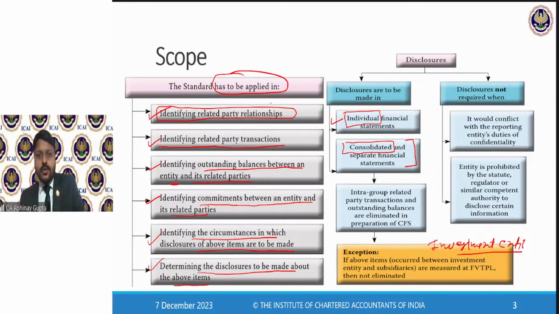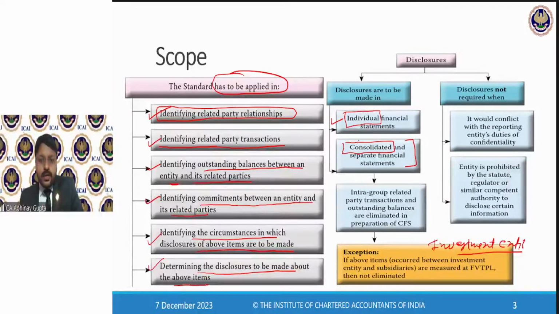So now, what we have understood so far is that the objective of the standard is clear: to disclose all the related party relationships and all the related party transactions which have taken place during the year, and the corresponding balances at the reporting date with those related parties, right? So this is the clear objective. Now, what are the disclosures required? Disclosures are required in the individual financial statements as well as consolidated financial statements, right? Both the financial statements will be required to comply with this Ind AS.